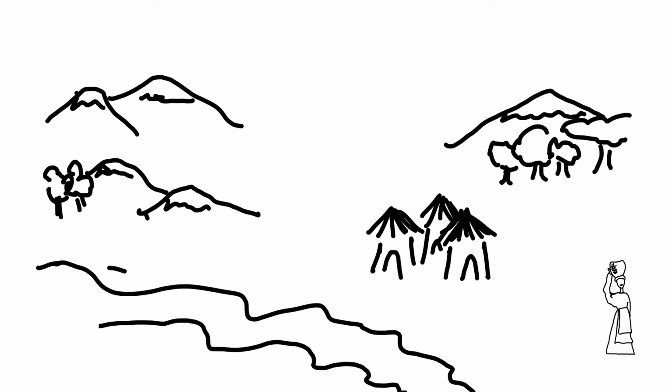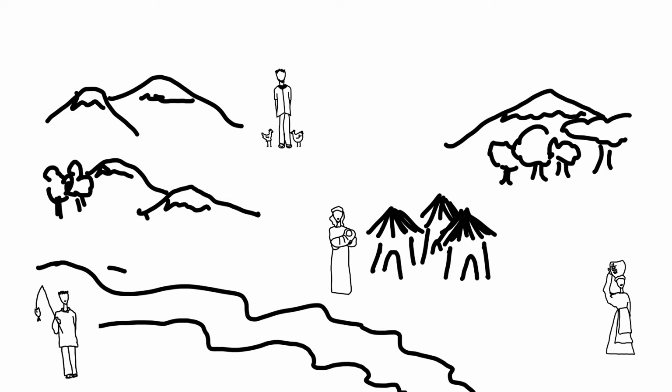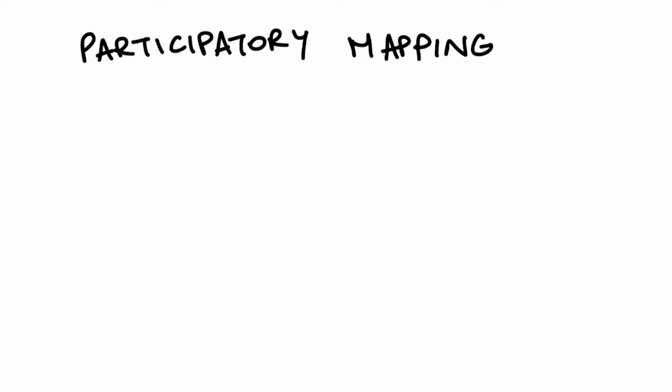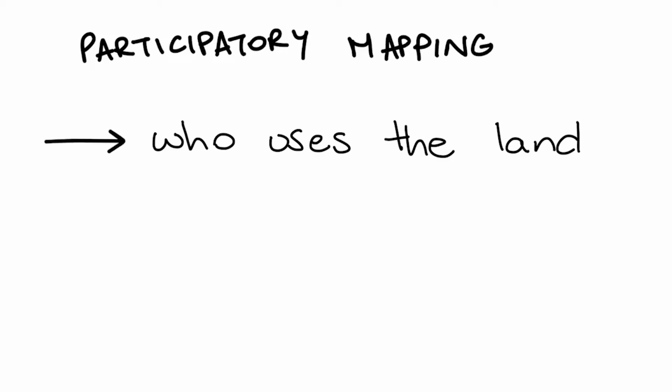The RSPO respects Indigenous peoples' claims to their land, but if these lands are not in government surveys and maps, then how are these areas defined? Participatory mapping helps find out who uses the land and how.